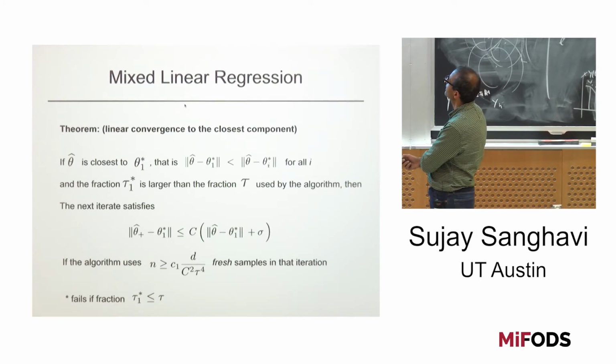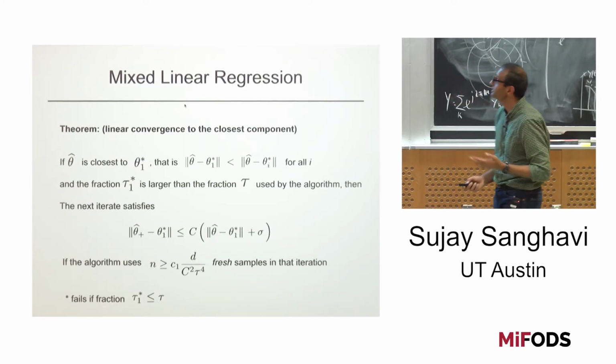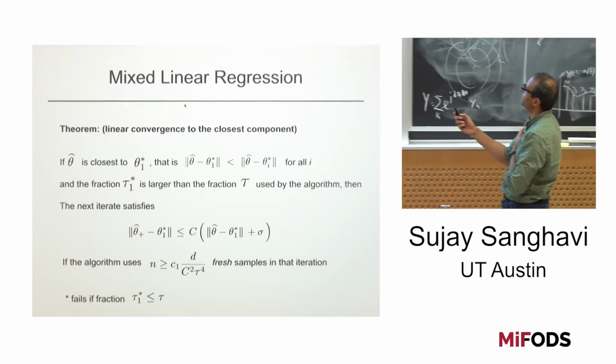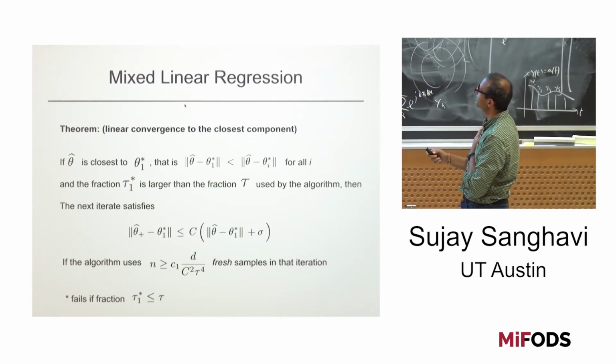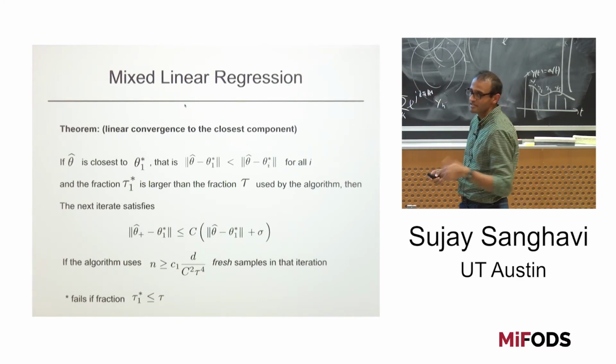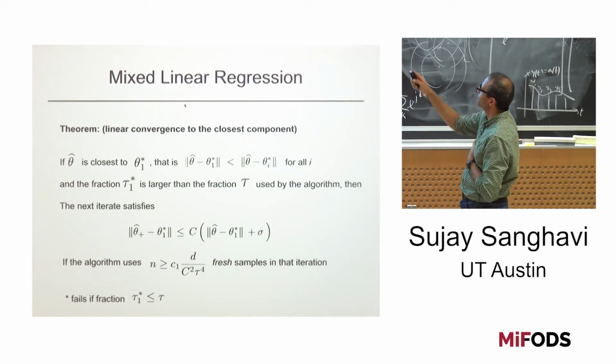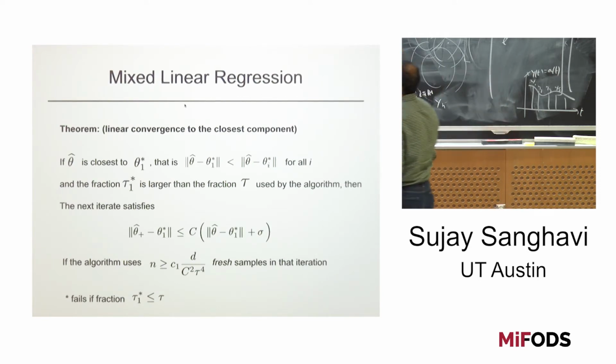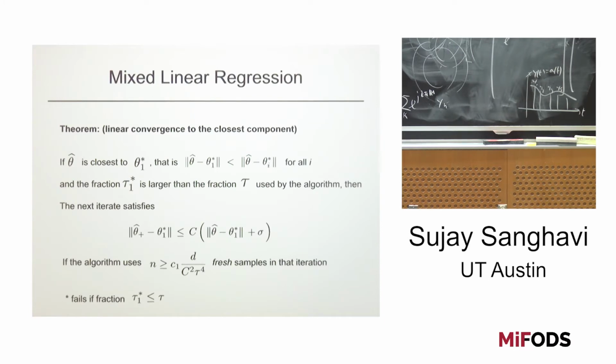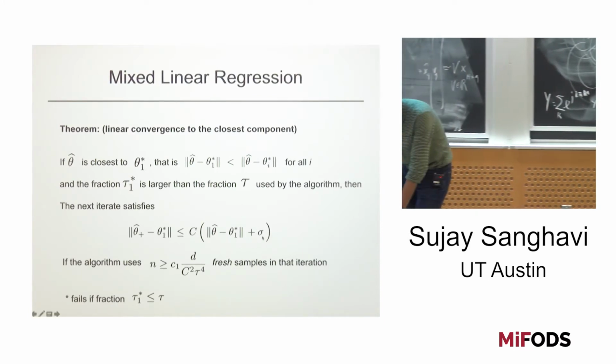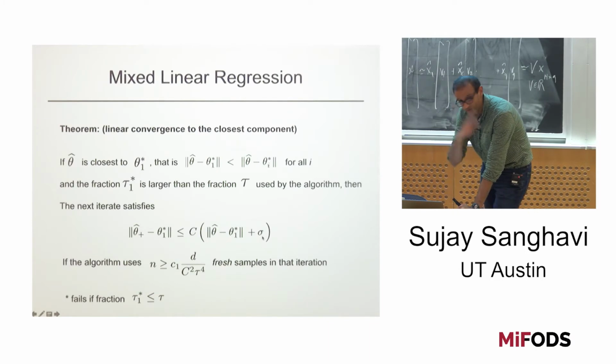Okay. So here's the theorem more formally. If I have a theta hat that's closest to theta 1 star, and the fraction tau 1 star is larger than tau, then the next iterate of the algorithm satisfies this linear convergence result, where this is the current error and this is the next error, and this is a constant which we want to be less than 1, and sigma is the variance of the additive noise. We can even think of sigma just being 0 if that makes it easier.